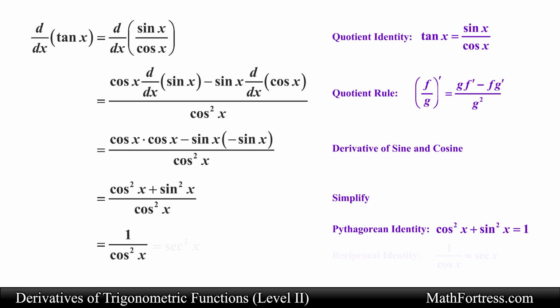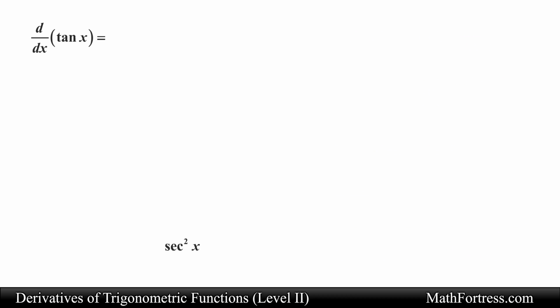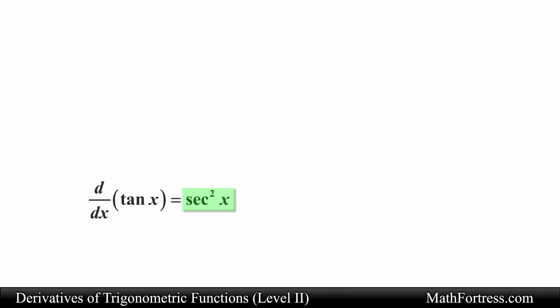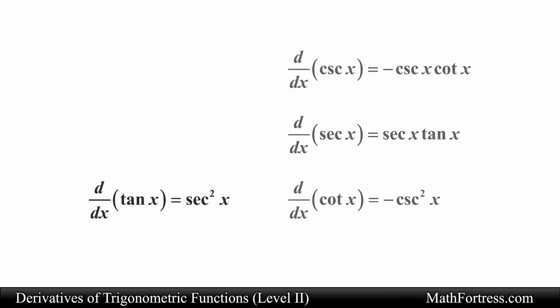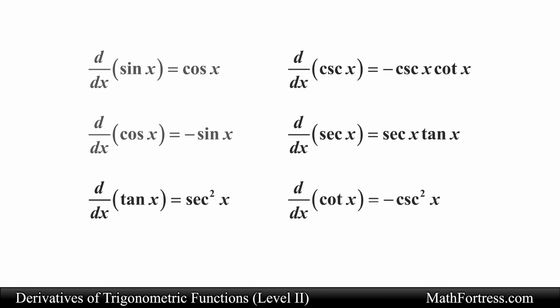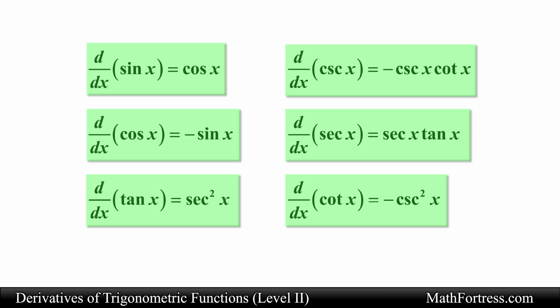Finally, we use the reciprocal identity for cosine. The reciprocal of cosine of x is just equal to secant of x. In the end, the derivative of tangent of x is equal to secant squared of x. The derivatives of the remaining trigonometric functions, cosecant, secant, and cotangent, can also be found easily using the quotient rule. We summarize all the derivatives of trigonometric functions in the following table.